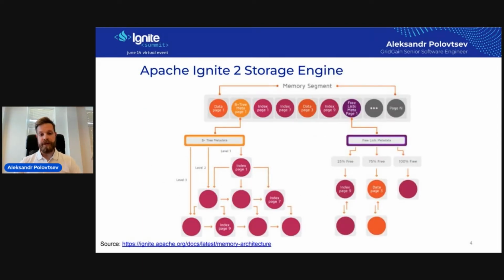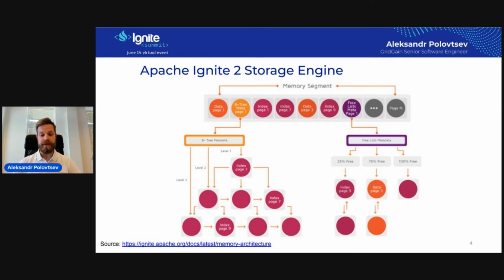Let's have a look at the storage engine used by Apache Ignite 2. As many of you know, Apache Ignite organizes your data into pages of fixed size, which can have different types depending on the type of data that they hold. Here on the picture, we can see a bunch of index pages which store the SQL indexes and some data pages which store the cache entries.